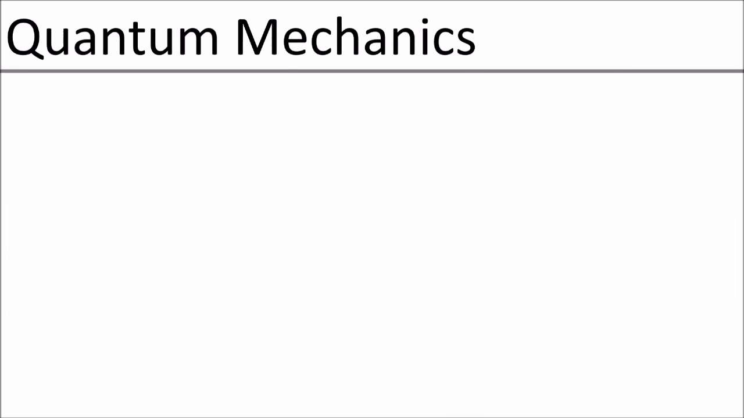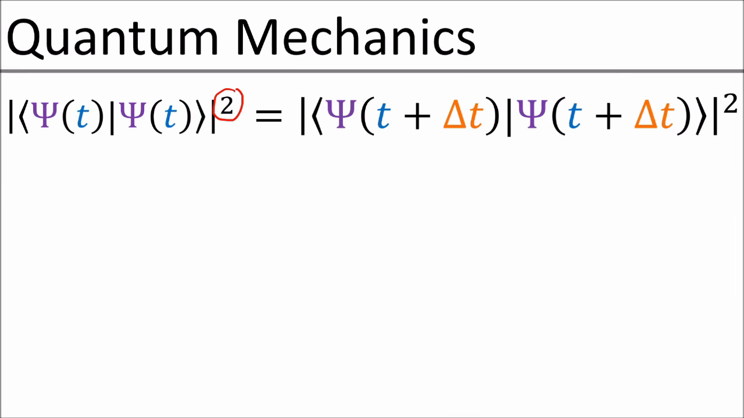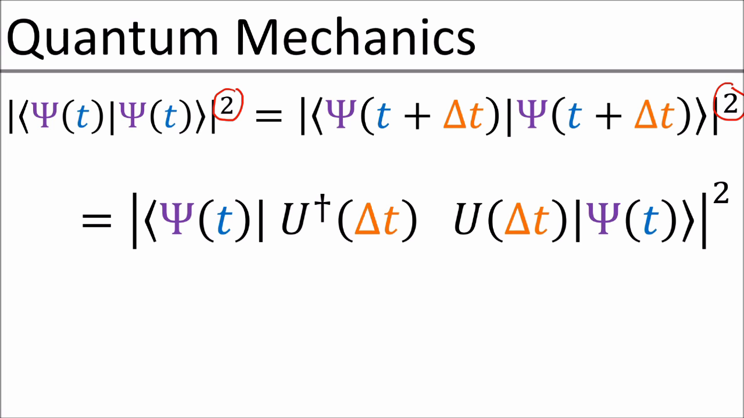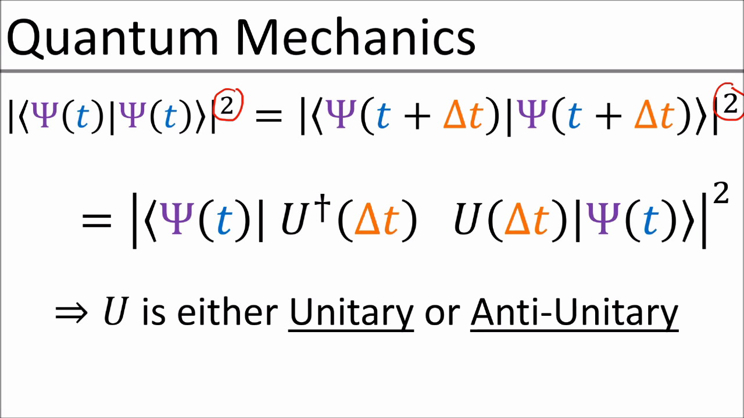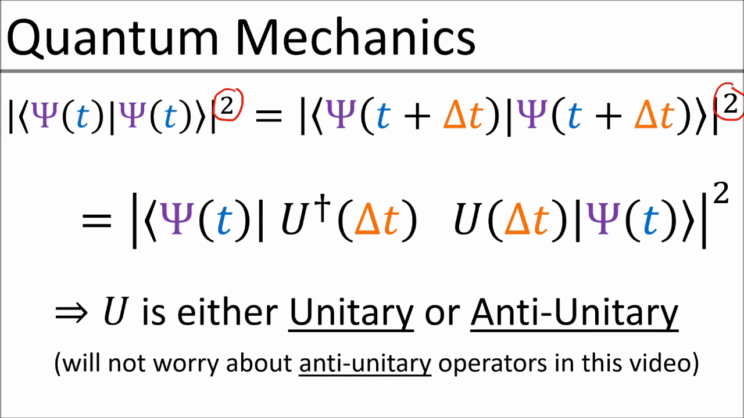I will say that, technically speaking, it's actually the squared magnitudes of state inner products that we want to preserve over time. And technically speaking, there's another type of operator called an anti-unitary operator, which also achieves this. However, the time evolution operator U is unitary, so I'm not going to worry about anti-unitary operators in this video.